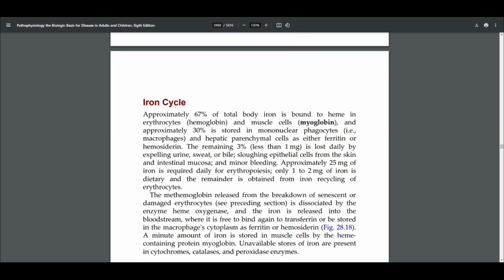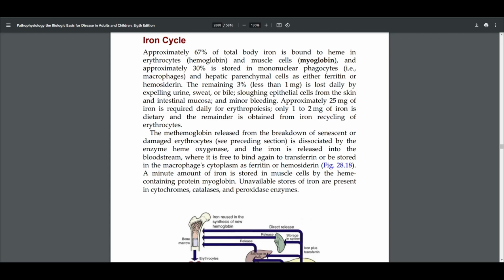The iron cycle. Roughly 67% of the total body iron is bound to heme in erythrocytes and muscle cells, and roughly 30% is stored in mononuclear phagocytes and hepatic parenchymal cells as either ferritin or hemosiderin. The remaining 3% is lost daily by expelling urine, sweat, and bile, sloughing epithelial cells from the skin and intestinal mucosa, and minor bleeding. So, roughly 25 milligrams of iron is required daily for erythropoiesis. Only 1 to 2 milligrams of iron is dietary, and the remainder is absorbed from iron recycling of prior erythrocytes.